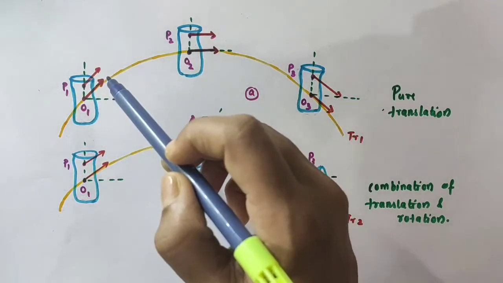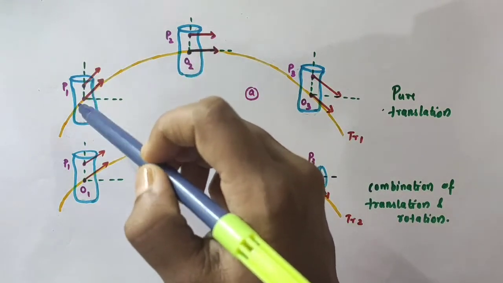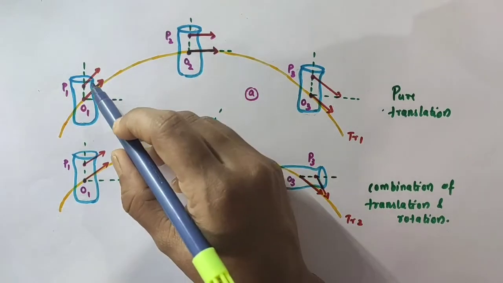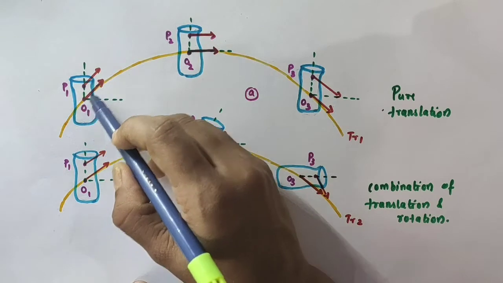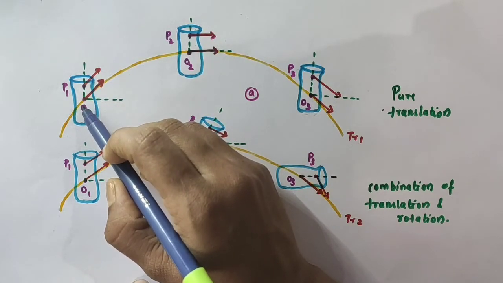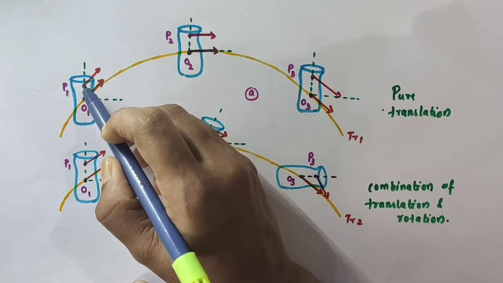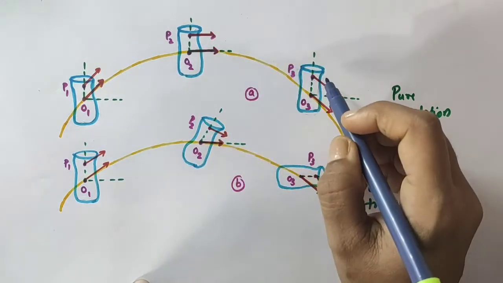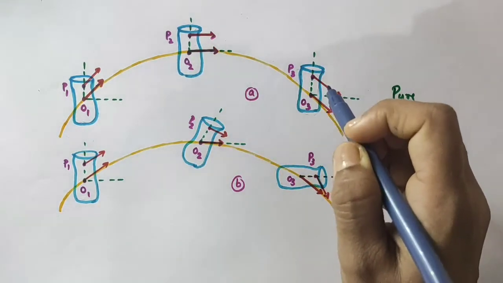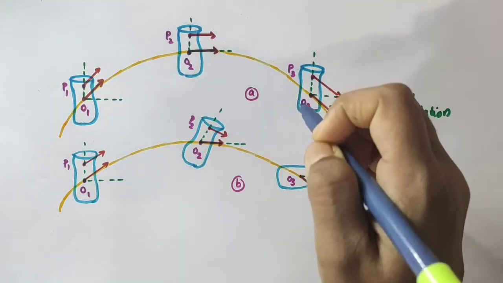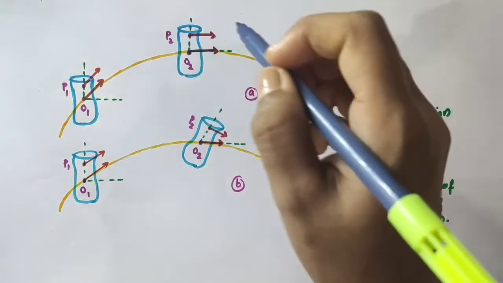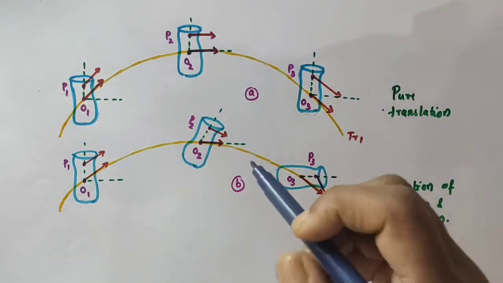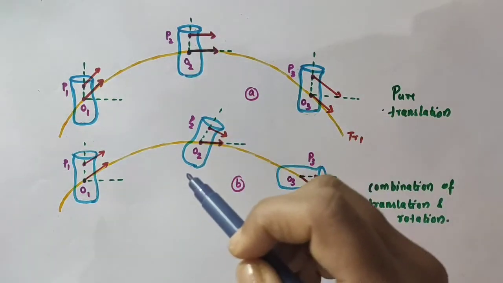In pure translational motion, the orientation of OP remains the same at any instant. You can see that these arrows are the directions of velocities. The direction of velocity of the particle at point O1 is along this direction, and the velocity direction of the particle at point P1 is along this direction, and they are parallel to each other. Similarly, these arrows show the directions of velocities of those particles, one at the center of mass O, and another at the point P. P1, P2, P3, etc. are the different positions of that particle at different instants of time.